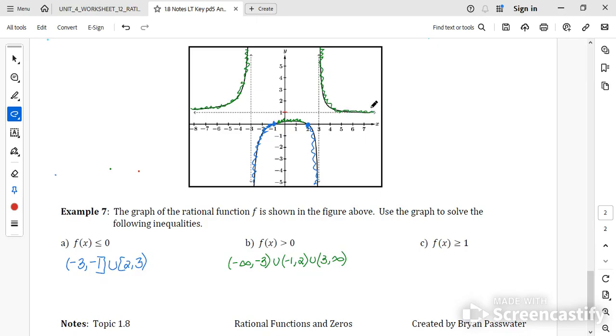Keep in mind, horizontal asymptotes can be crossed. Vertical asymptotes never can be, but horizontal ones sometimes can be. We can talk about that in more detail later.